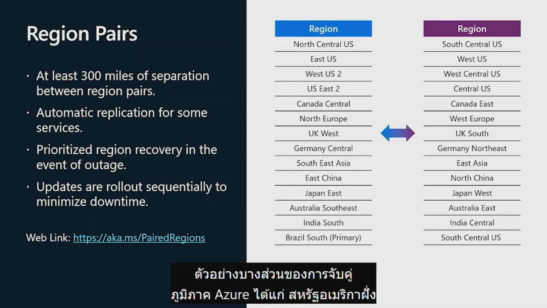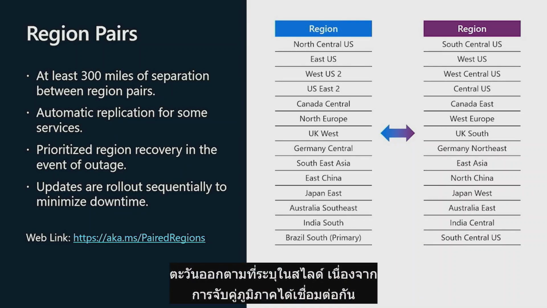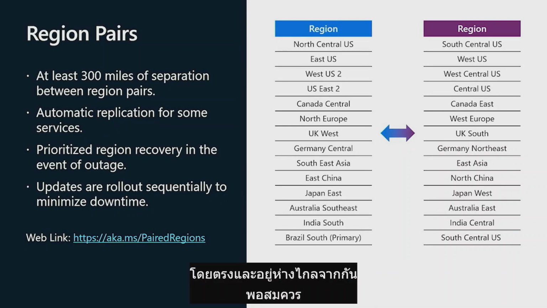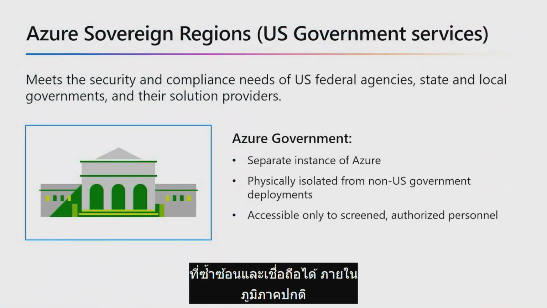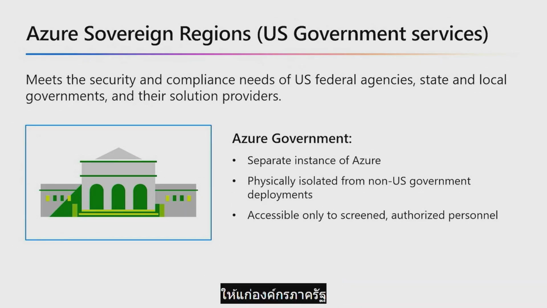Some examples of Azure region pairs include West US and East US, as well as Southeast Asia and East Asia, among others as mentioned on the slide. Since region pairs are directly connected and adequately distant from each other, they can be utilized to ensure redundant and reliable services and data. Besides the regular regions, Azure also offers sovereign independent regions for government organizations.